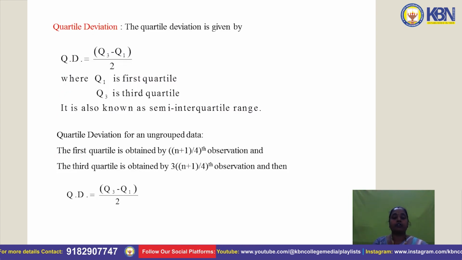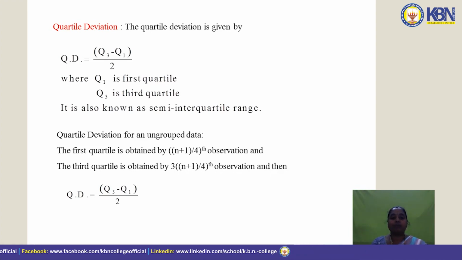And quartile deviation. Quartile deviation is used to measure the quartiles of the data. Means in this quartile deviation, the data is divided into four equal parts: Q1, Q2, Q3 and Q4. And the quartile deviation is given by QD is equal to (Q3 minus Q1) by 2, where Q1 denotes the first quartile and Q3 denotes the third quartile. It is also known as semi-interquartile range.